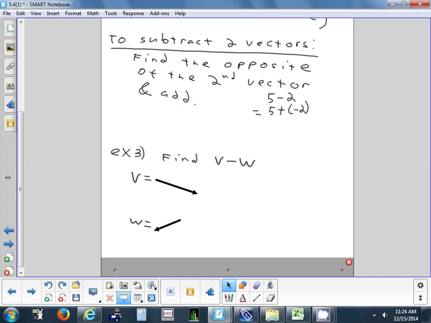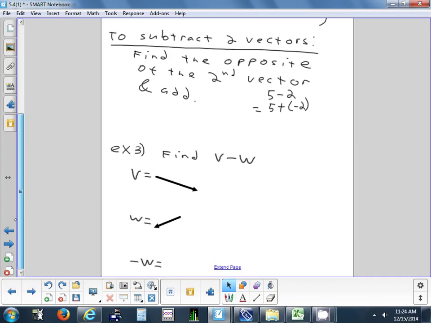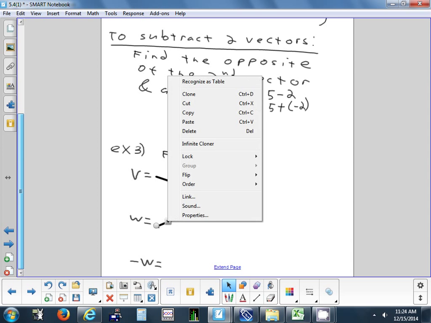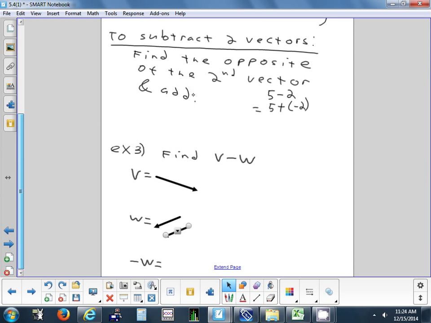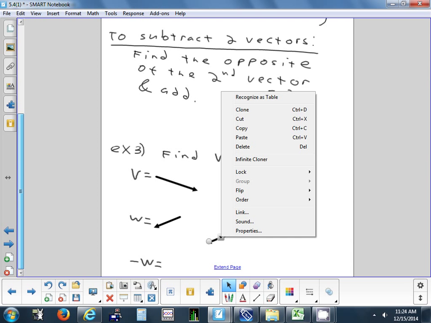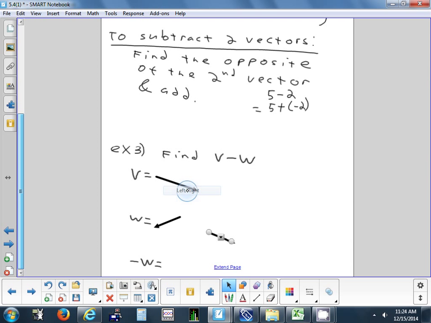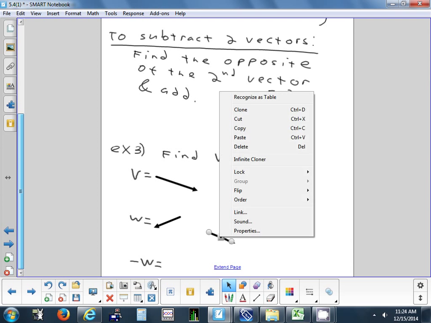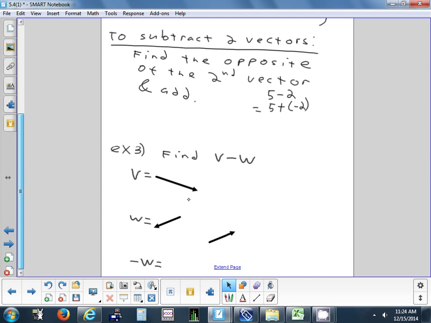And what does opposite mean? What's that going to do to the vector? Change the direction. It's like it's going to point 180 degrees the other way. So let's find that first. What I'll do, make a copy of it. This part I can do exactly. What I have to do is flip it horizontally and then flip it vertically. And that keeps it exactly the same length, but now it points the other way.